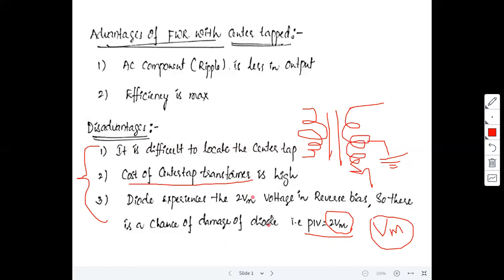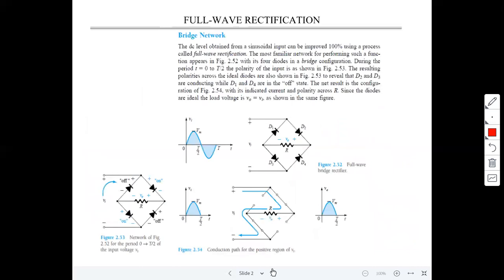Okay, to overcome these drawbacks, we go for another type of rectifier circuit, that is the bridge rectifier. The third type of full wave rectifier circuit is the bridge rectifier circuit. Observe here, this is the circuit diagram. This rectifier uses 4 diodes, D1, D2, D3 and D4, connected in a bridge form, right? This arrangement is called the bridge arrangement.